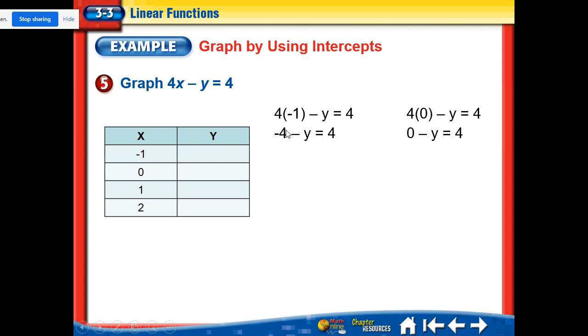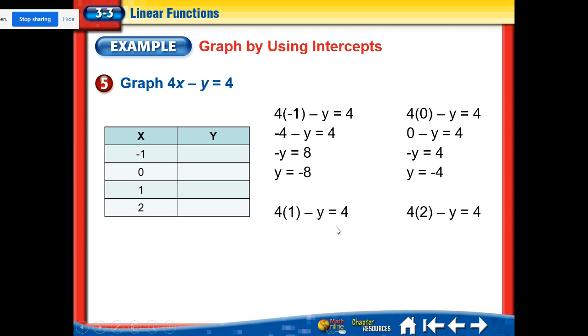So I'm going to add 4 to both sides. And I get -Y, it's still negative, equals 8. This, I've got to move the 0 over. That doesn't do anything, so -Y equals 4. And if it's -Y, I'm going to divide by -1 or switch the signs. And Y equals -8, and Y equals -4. So those are 2 of my numbers.